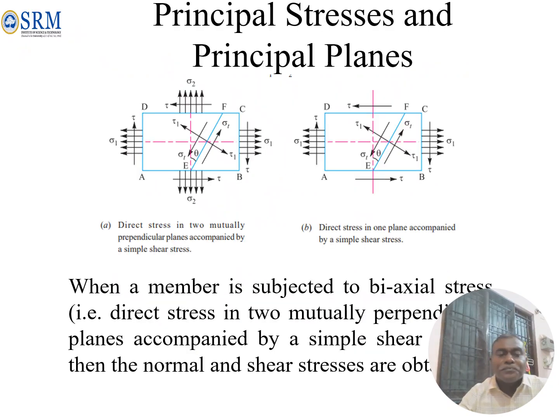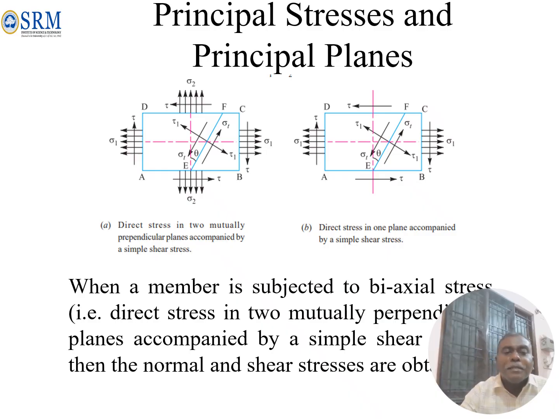See here in this slide, say for example, two diagrams are there. One is direct stress in two mutually perpendicular planes. Another one is direct stress in one plane accompanied by a simple shear stress. In both cases, it is a rectangular body ABCD.